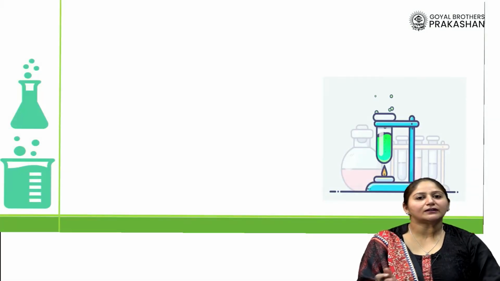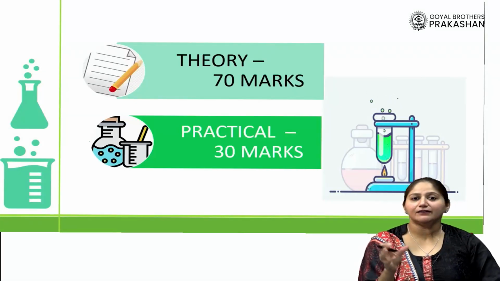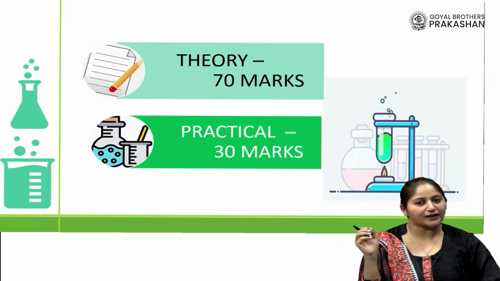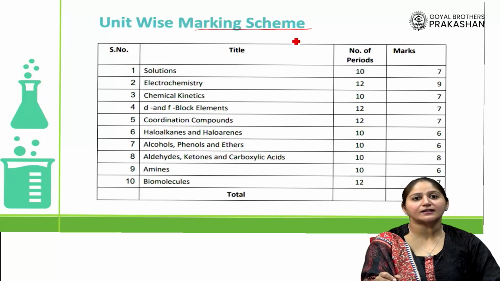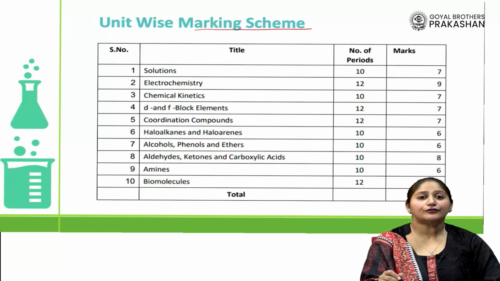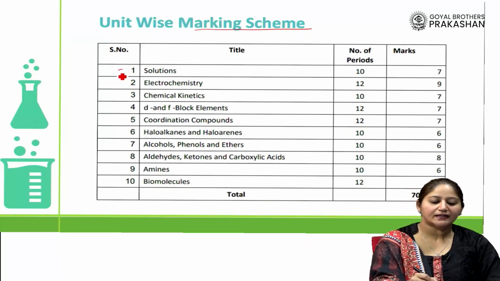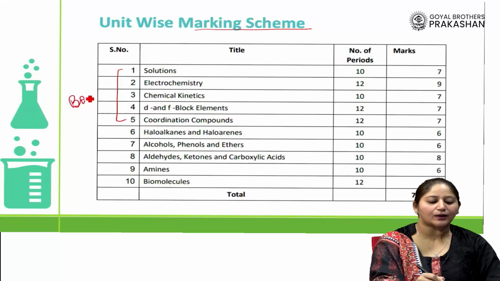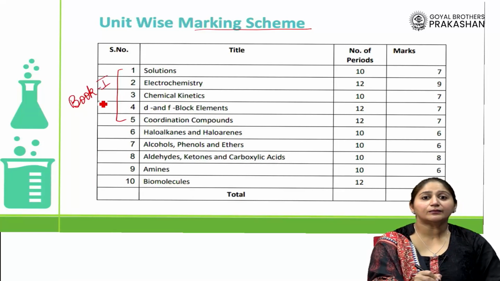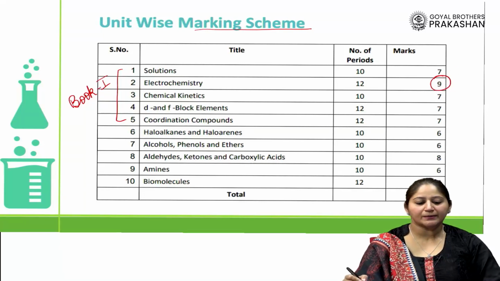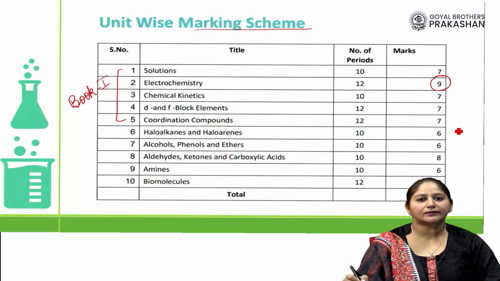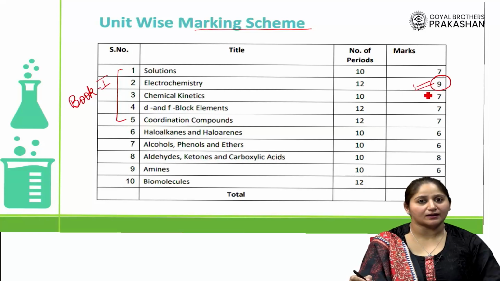First of all, I am sure that you already know that the theory scores 70 marks, right? So here is the marking scheme, unit wise or chapter wise, where you will see that the first book is chapter 1 to 5 and more weightage is given to electrochemistry. So solution, chemical kinetics, d and f block and coordination, they all score 7 marks, while electrochemistry scores 9 marks.